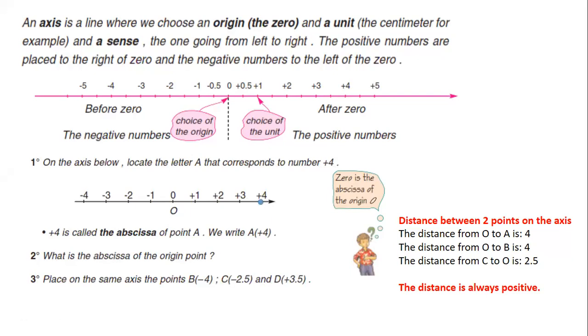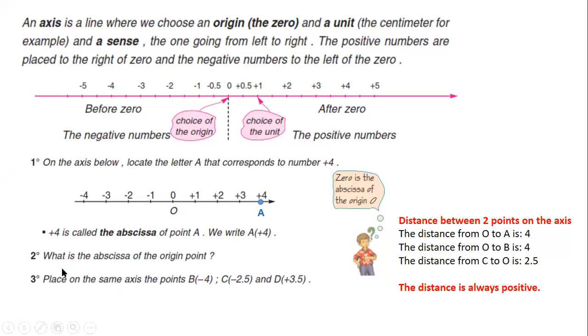We mark on the +4, then we write the letter which is A. So this is how we locate points on an axis. We mark on the number, then we write the letter. So as I said, the +4 is called the abscissa of point A, and we write it always in this way. We don't write A equal +4. No, we write A parenthesis +4. We read it, A has an abscissa +4.